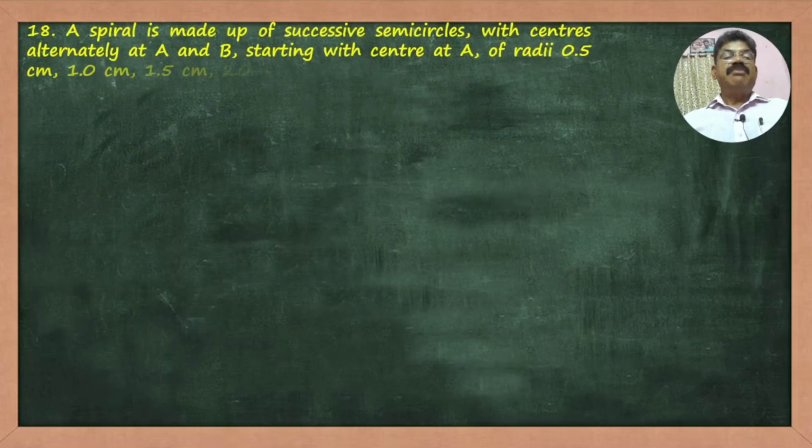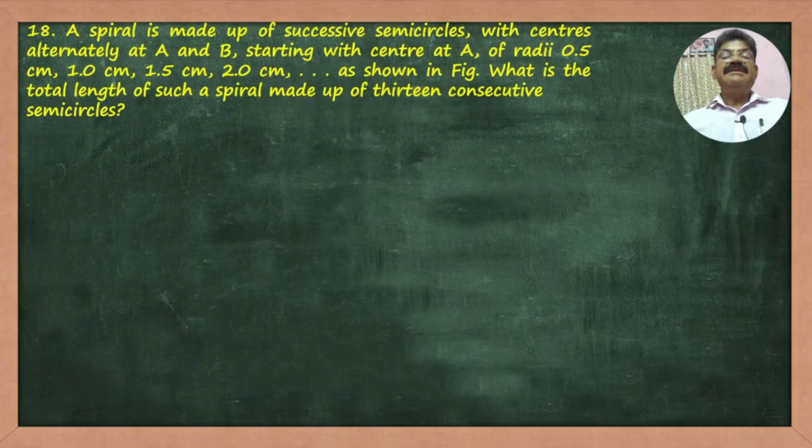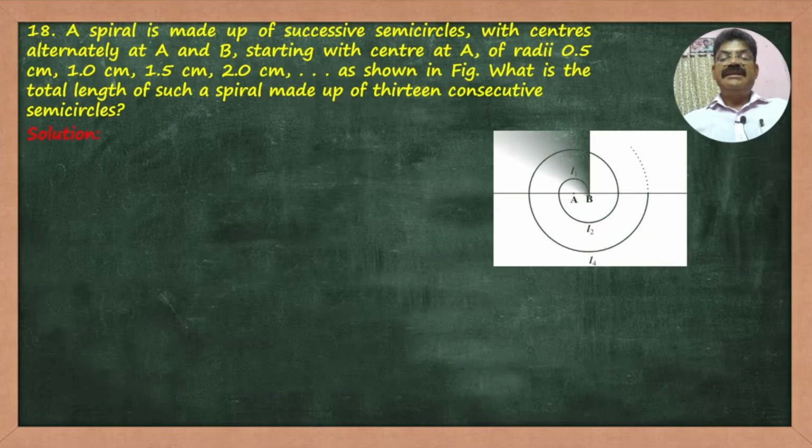18th. A spiral is made up of successive semicircles with the centers alternately at A and B, starting with the center at A of radii 0.5 cm, 1.0 cm, 1.5 cm, 2.0 cm and so on, as shown in the figure. What is the total length of such a spiral made up of 13 consecutive semicircles? You look at this diagram. Now it is clearly understandable.